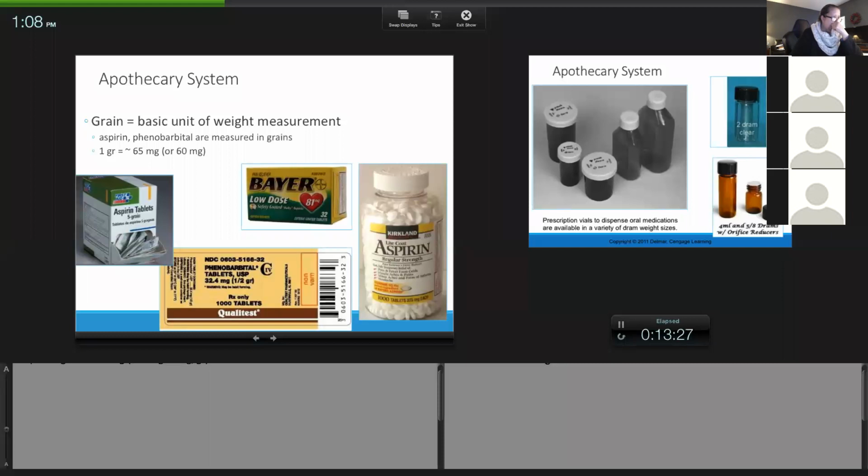Now, this aspirin right here is low dose. Low dose, this says on the label 81 milligrams, so it does list this in milligrams.